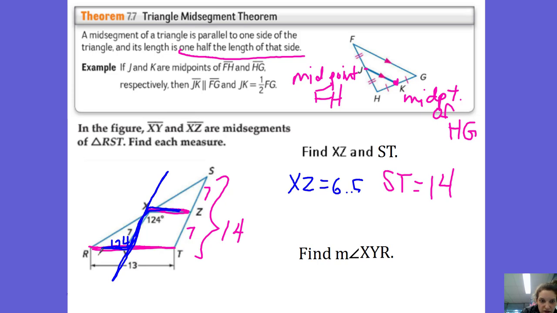So the measure of angle XYR is 124 degrees, because these are congruent because they're alternate interior angles, because those sides are parallel, because it told us that XZ was the midsegment.